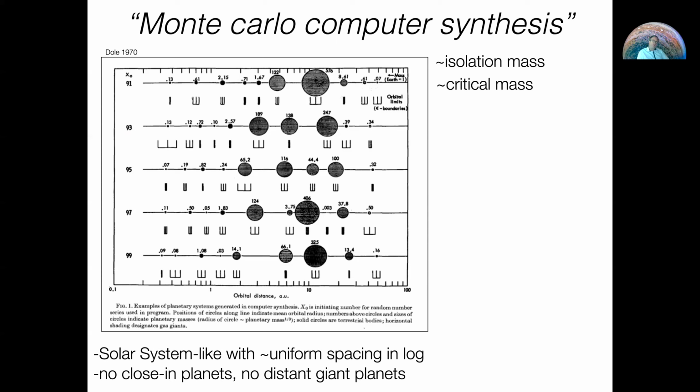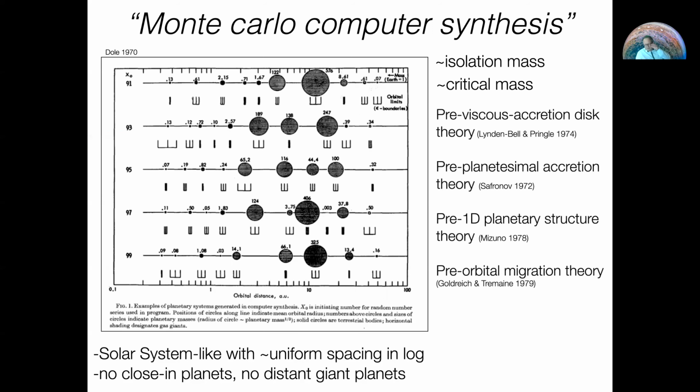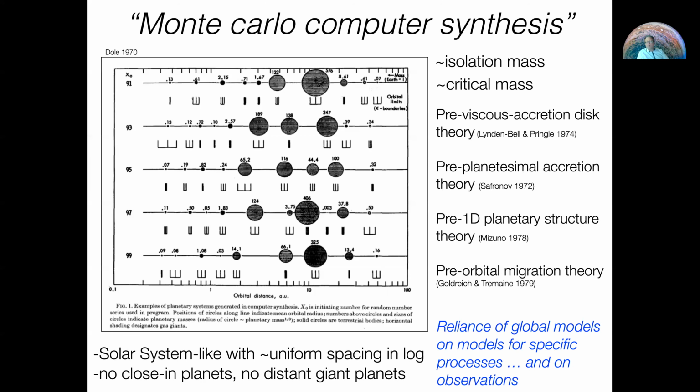But he, in his model, regarding the physics, there was something like isolation mass for planetesimal accretion and the critical mass for gas accretion. But the problem that he faced was that at that time, his paper predated much of the specialized models for important fundamental individual processes on which we rely nowadays. And this is, it was pre-viscous accretion disk theory, it was pre-planetesimal accretion theory, it was pre-one-dimensional planetary structure theory, and he also predated orbital migration theory. And this illustrates the reliance of global models on the models for specific processes, and of course on observations.